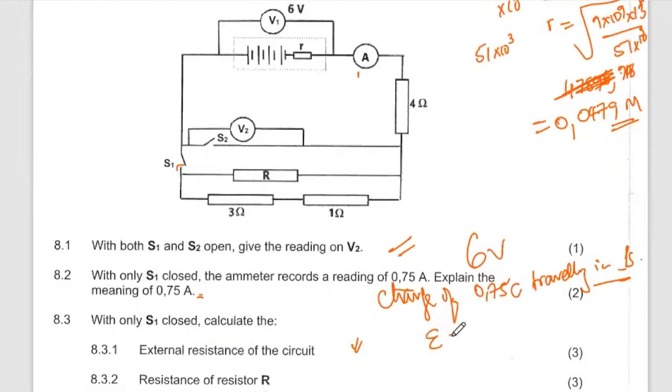Okay, EMF is I into R plus small r. We now know the current is 0.75, and our EMF is 6. Do we know the external resistance? No, that's what they want us to find. The internal resistance, they give us as 0.4. Divide both sides by 0.75. 6 divided by 0.75, I'm getting 8. And then from 8, I subtract 0.4, I'm getting 7.6.